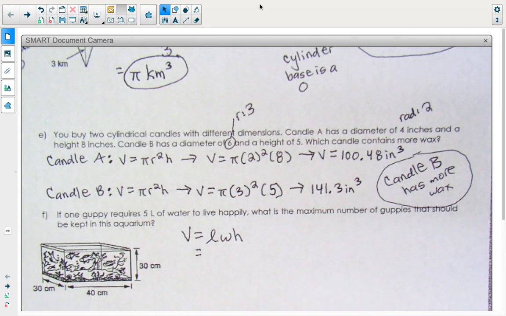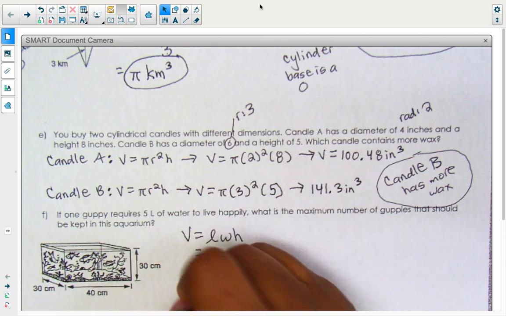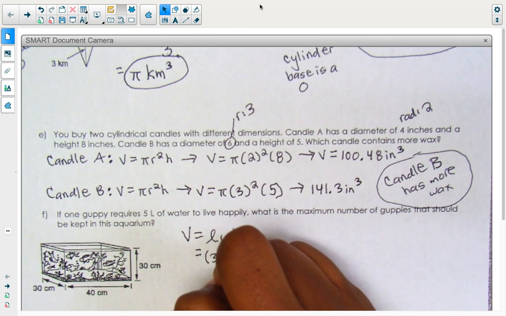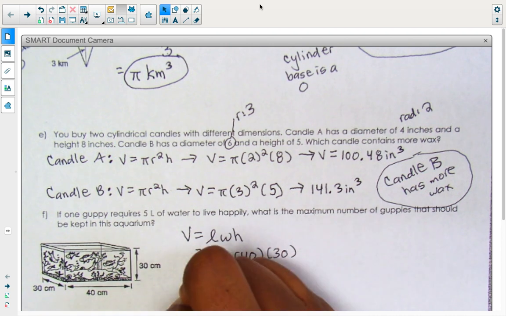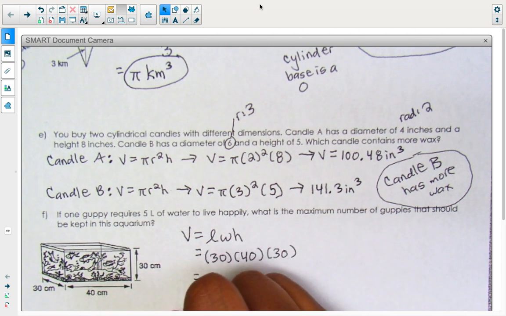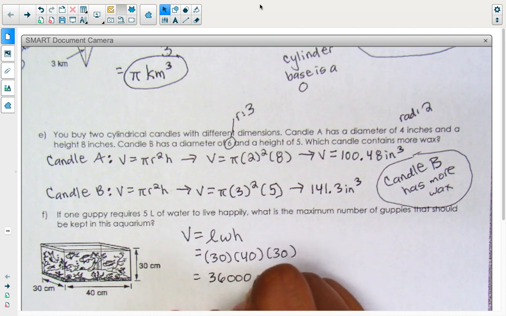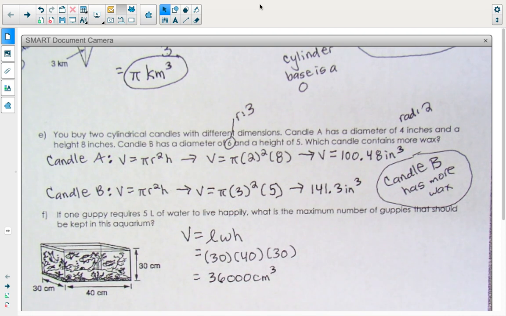Now, the commutative property works for multiplication and addition, so it doesn't matter the order in which I multiply these numbers. It doesn't matter if I do 40 times 30 times 30 or 30 times 30 times 40. The order doesn't matter because we're multiplying all of these out anyway. So I got 36,000 cubic centimeters.